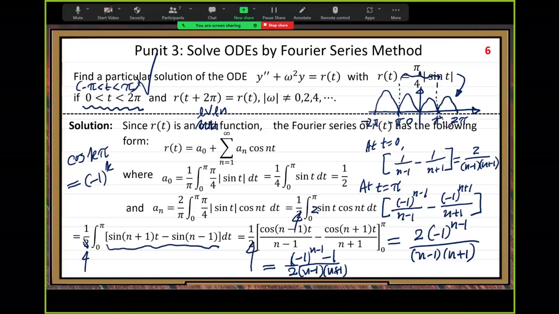1/4 and a 2 cancellation. Okay, 1/4 and those 2 cancellation. 1/4. So 1/2. 1/2. Okay, all right. Yeah, so after you get this one, we are ready to write the Fourier series expansion.